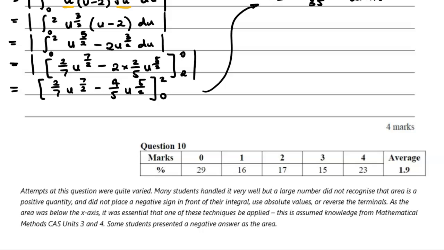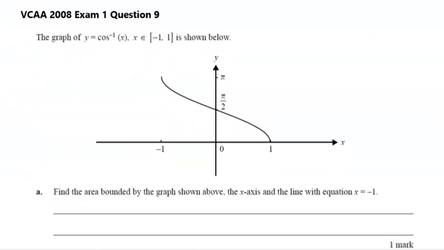It says that a lot of people didn't realize area was a positive quantity, didn't place a negative sign in front of their integral, or use absolute values or reverse the terminals. All of the strategies we spoke about by finding the negative. As the area was below the x-axis, it was essential that one of these techniques is applied, and as I said, it's assumed knowledge from maths methods. Some students presented a negative answer as the area, which is not allowed. So a nice little bit of revision here.